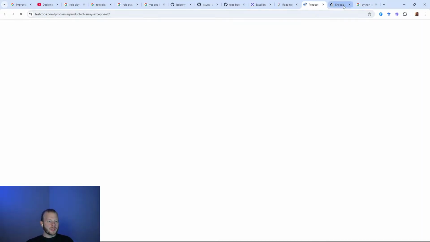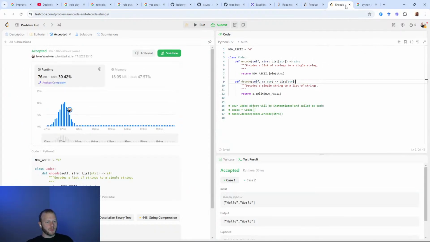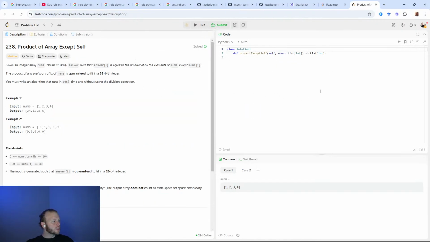Product of array except self. Given an integer array of nums, return an array answer so that answer[i] is equal to the product of all elements of nums except nums[i]. Okay. Product of any prefix or suffix of nums is guaranteed to fit into a 32-bit integer. Okay.